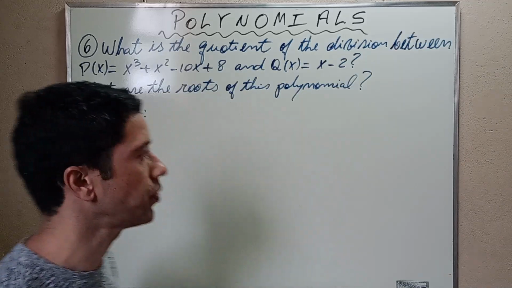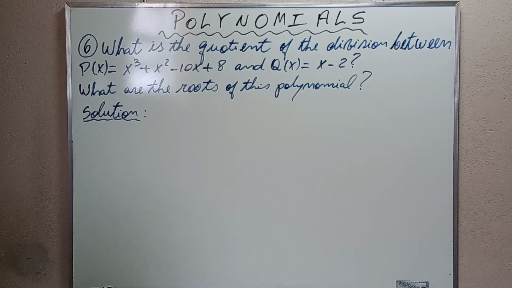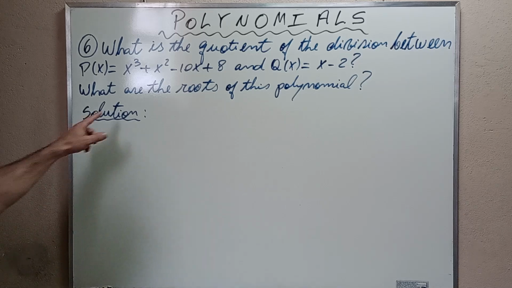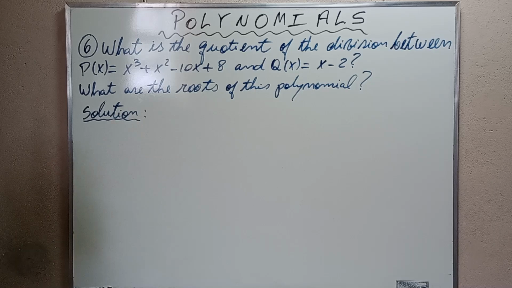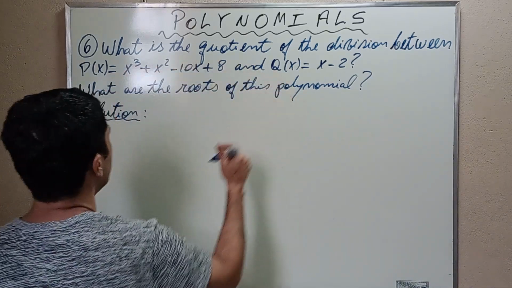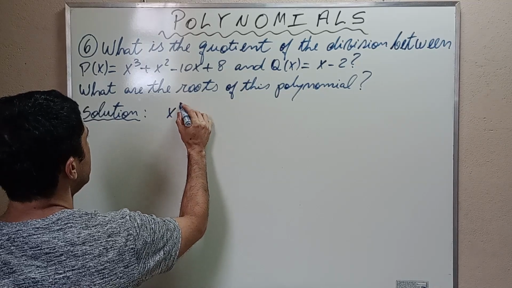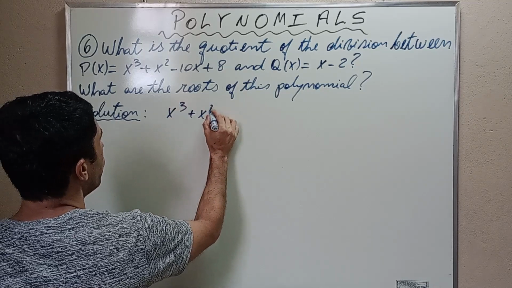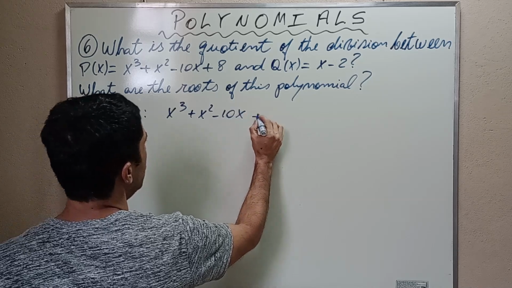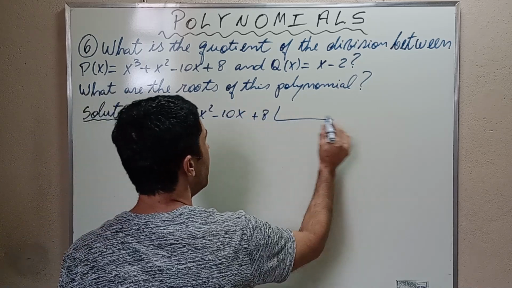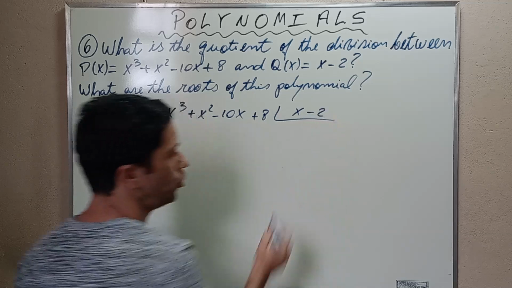Exercise number 6. What is the quotient of the division between P of x and Q of x? What are the roots of this polynomial? Alright, my friends, let's go do it. The exercise wants us to divide x cubed plus x squared minus 10x plus 8 divided by x minus 2.